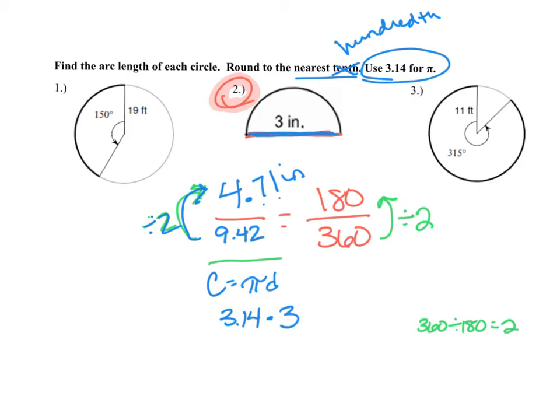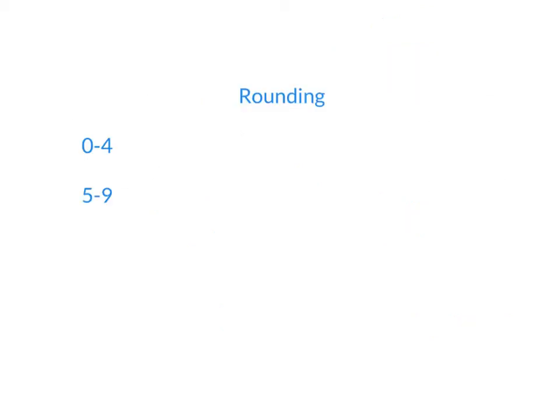Speaking of rounding, let's review that really quickly. For rounding, you're going to look at the next number. So let's say we have 4.3267, and I want you to round to the nearest hundredth. Here's the spot I want you to round to. We're going to take a look at the next number.